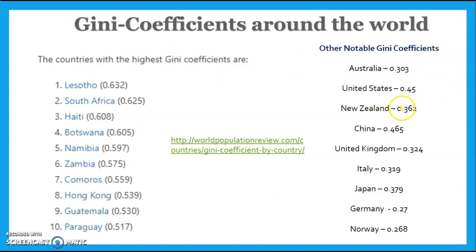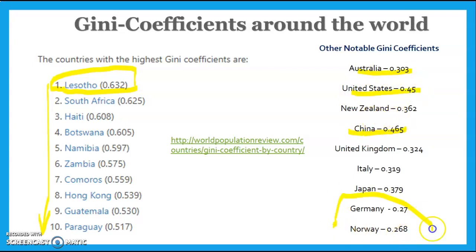Okay, there's some Gini coefficients around the world. You can see Lesotho in Africa has the highest Gini coefficient, which means they have the most unequal distribution of income. They're the top 10 countries in terms of how inequitable their income is distributed. And then you've got some more countries that you're all aware of, like Australia, China. You can see it's more unevenly distributed in China. The United States have a more uneven distribution of income. And then countries like Germany and Norway, where the distribution of income is more even. Perhaps they have a more progressive tax system, or they give more generous welfare to low-income earners.